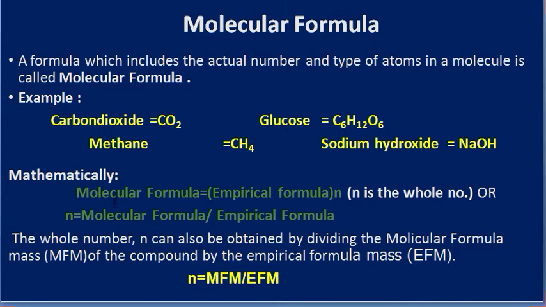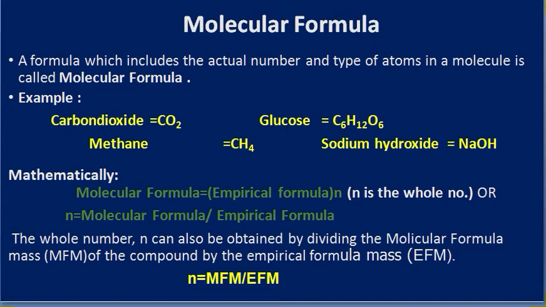So there is one formula: molecular formula is equal to the empirical formula times n. What is this n here? N is a whole number. And how can we find this whole number? N is equal to molecular formula divided by empirical formula. So we will divide the molecular formula by the empirical formula. Okay. With one example you can understand it more.